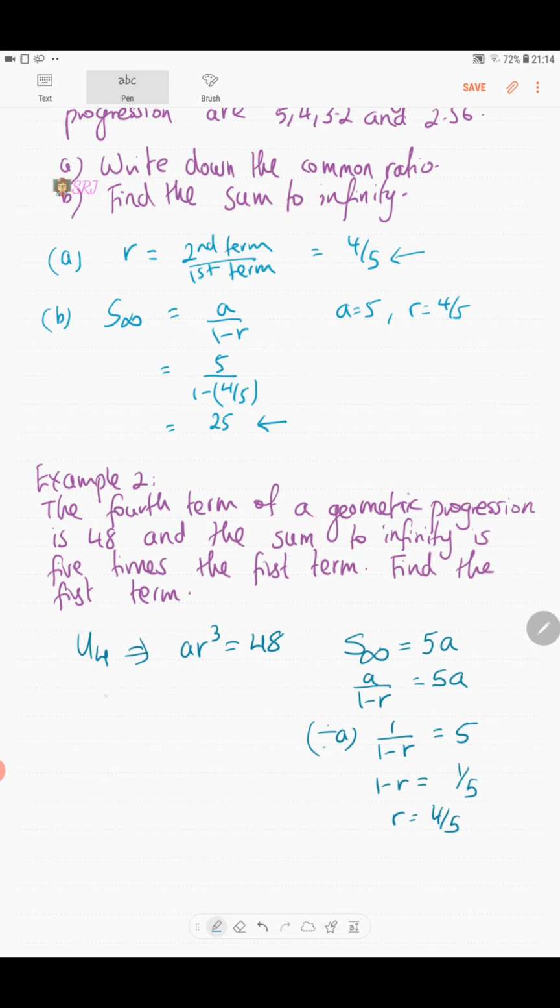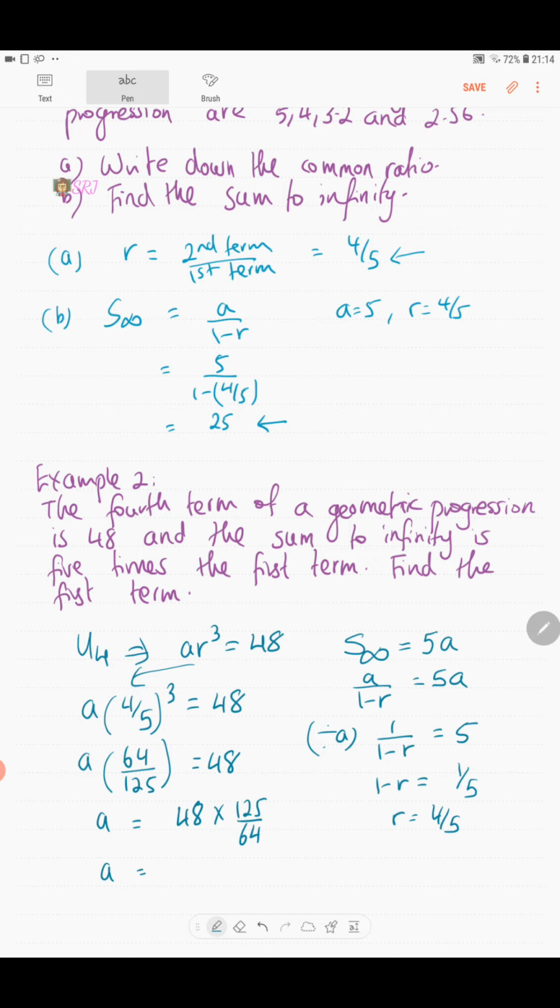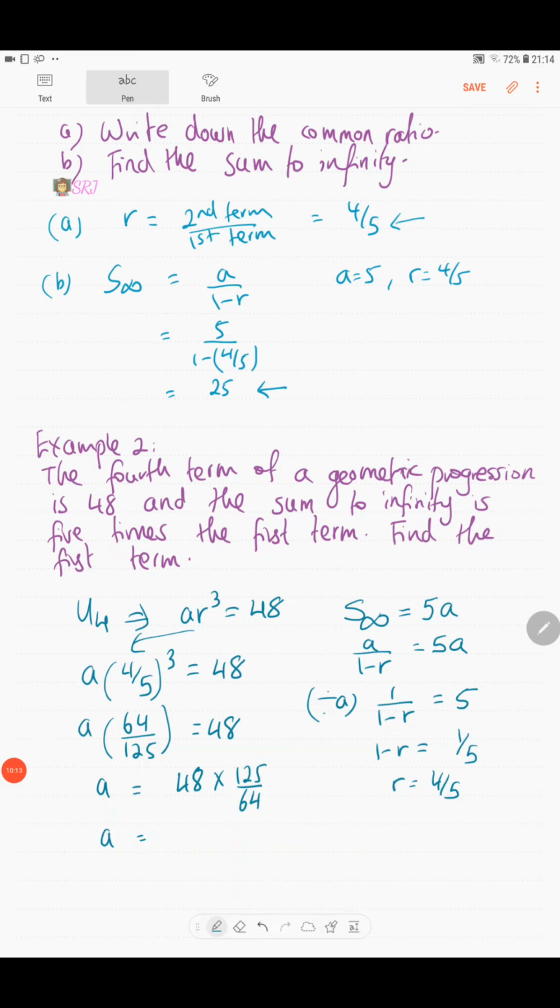Now, here, we replace r by 4 over 5 in ar cubed, which is equal to 48. So a times 64 over 125 is equal to 48, and a is 48 multiplied by 125 over 64. We obtain a as 93.75.